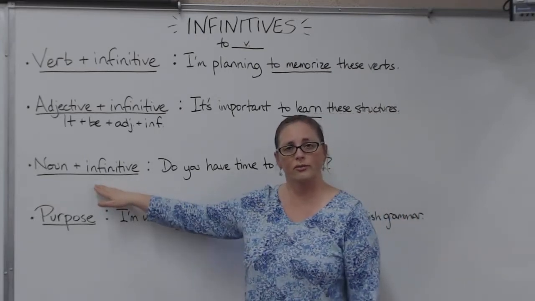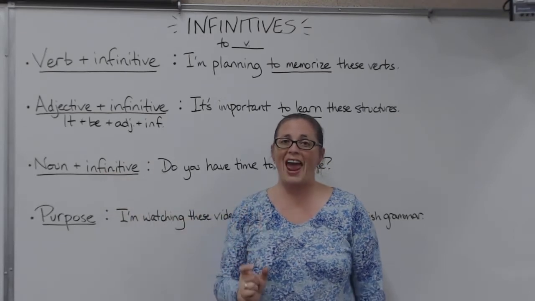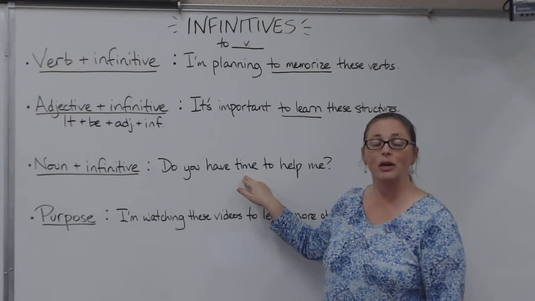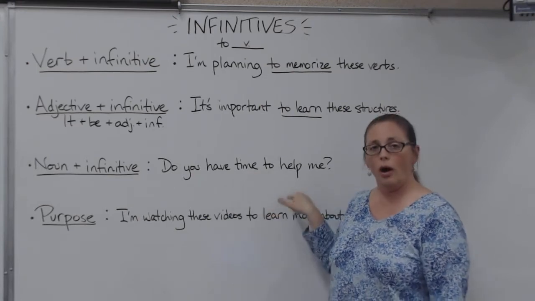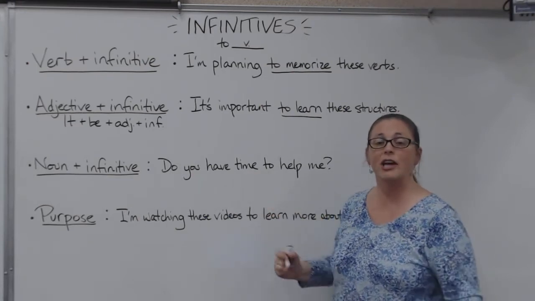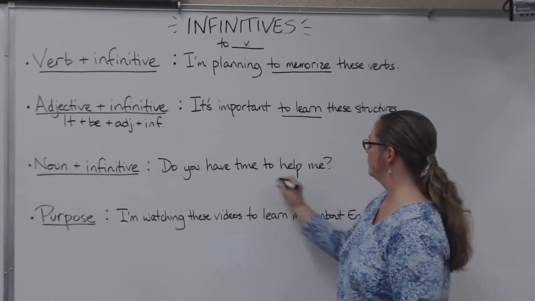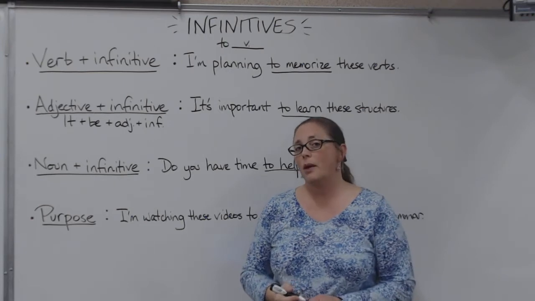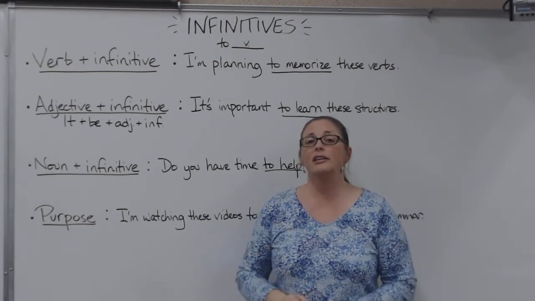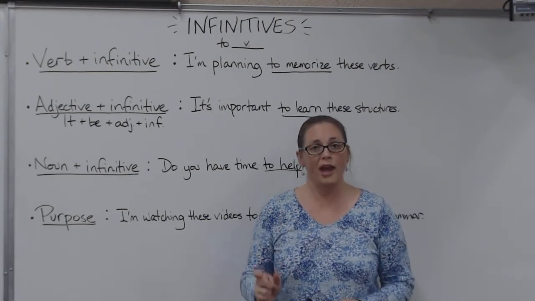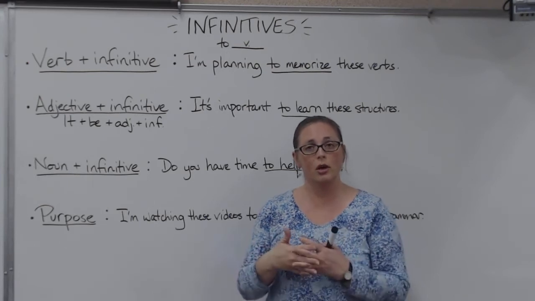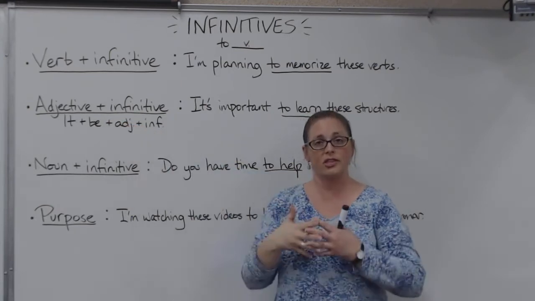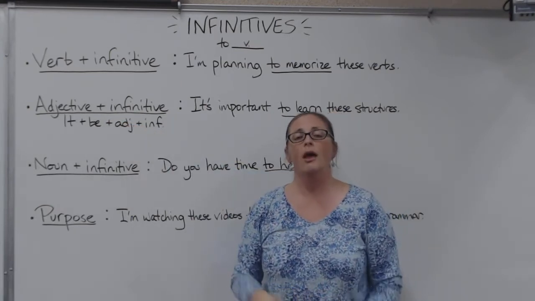Another way that we use infinitives is with certain nouns. For example, the noun time. With time, you often use an infinitive. Do you have time to help me? These are another thing you just need to memorize. Find a list that tells you which nouns in English usually go together with infinitives. You can also find lists of the adjectives that go together with infinitives.